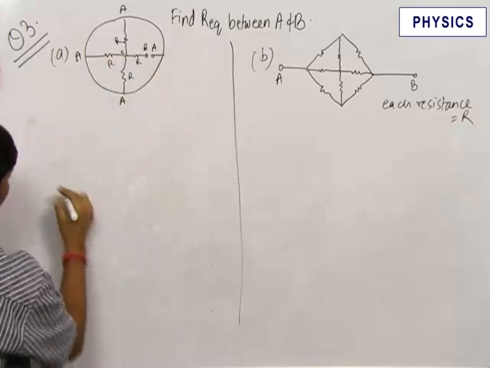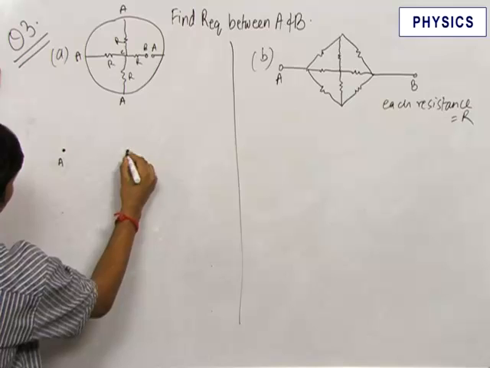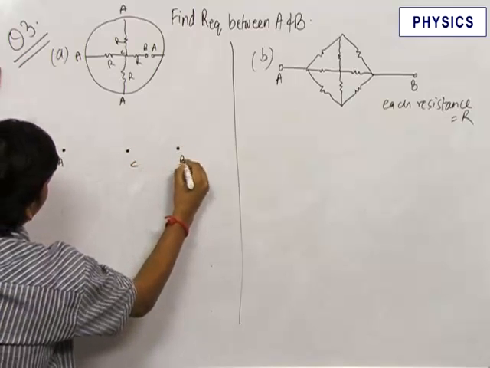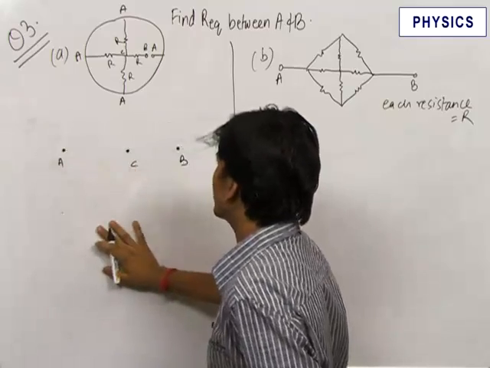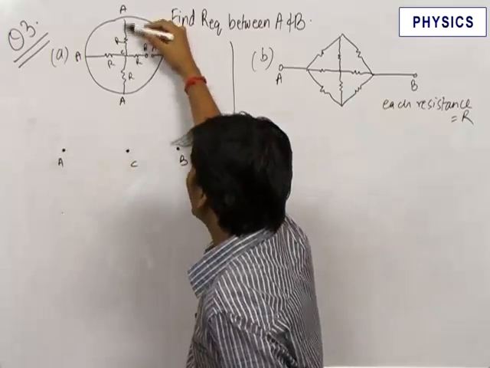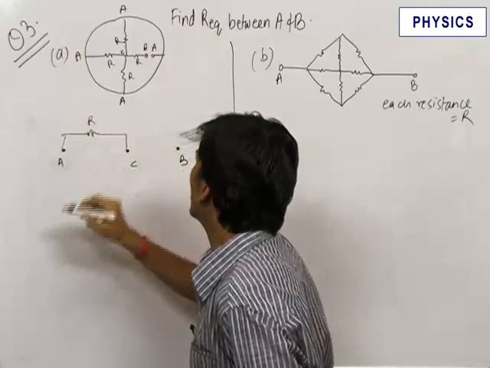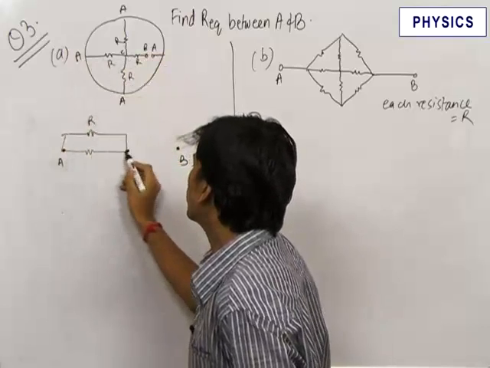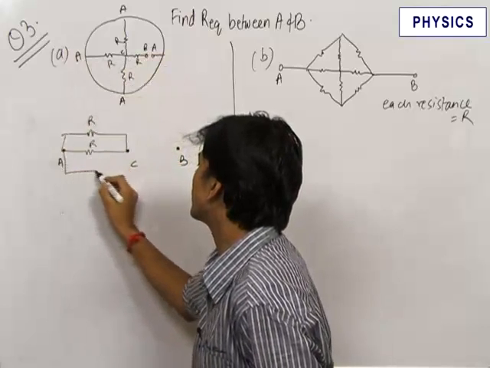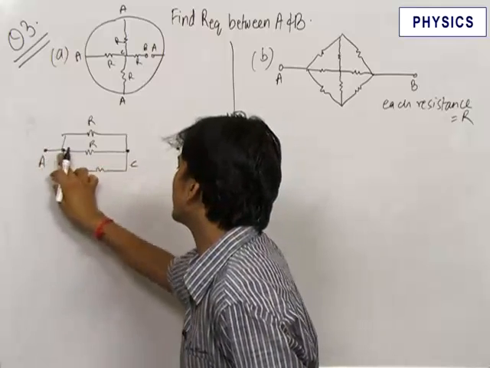Now to simplify the diagram, you mark A on one side, C on one side and B on one side. Now draw all the resistances between the various potentials. We have one resistance between A and C, so we draw one resistance between A and C, R. We have another resistance between A and C and another resistance between A and C, so we draw two more resistances between A and C. This is A.